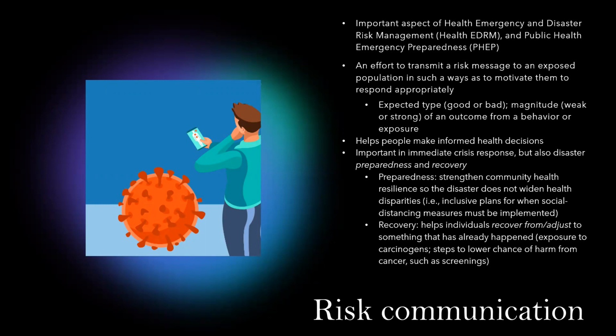So, like I mentioned, risk communication is not only a part of disaster management and response to the disaster as it's happening immediately, but it's also a big part of preparedness before the disaster, and it can also help after a disaster. In the recovery phase, so after the immediate crisis, it helps individuals recover from or adjust to something that has already happened. For example, when people are exposed to harmful carcinogens, putting them at risk for cancer, risk communication can give people steps to lower chances of harm from that exposure from cancer, such as screenings.